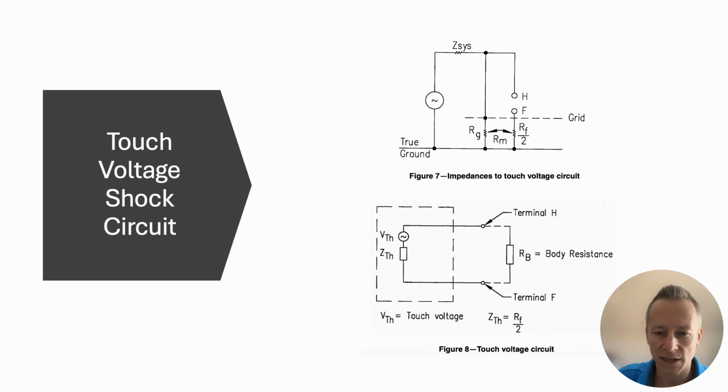So what is the touch voltage shock circuit? It's right out of IEEE Standard 80. It is an open circuit voltage, and it is based off of the resistance of each foot. You divide it by 2 because your feet are in parallel, and you apply that voltage to the body resistance of the human body, and we'll get to that later, what that's determined to be.